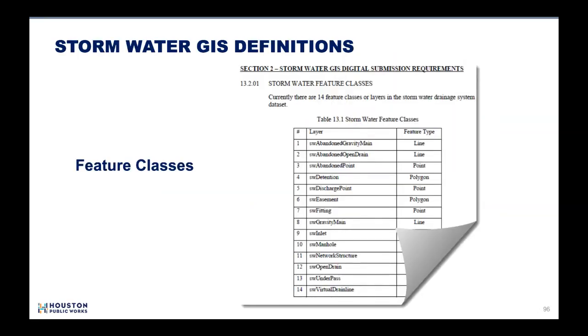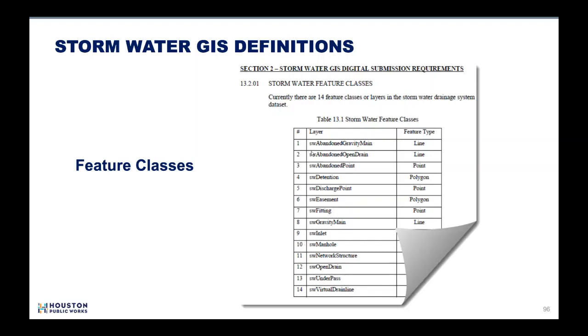Like I stated earlier, for each GIS asset deliverable, a detailed list of definitions and requirements is provided in Chapter 13. You will find detailed descriptions and definitions defining each feature class, each feature type, and the data format requirements. And what you see here is an example of the feature class definitions for the stormwater drainage utilities.